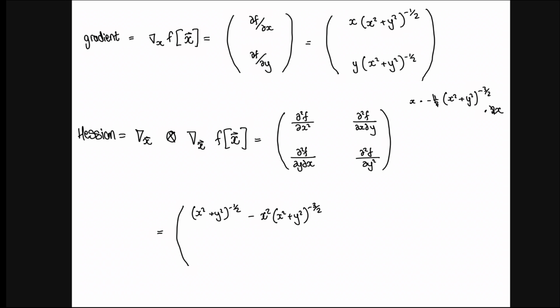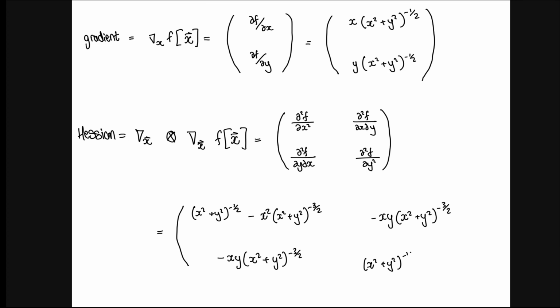So that and that cancel, and we're left behind with x times x, which is x squared, and then (x squared plus y squared) to the power of minus 3 over 2. Now, differentiating it with respect to y, we just get minus xy times (x squared plus y squared) to the power of minus 3 over 2, and that is the exact same over here. And now differentiating this with respect to y, I get (x squared plus y squared) to the power of minus a half, again doing this by product rule. When I differentiate y, that's what's left behind. And then I'll get minus y squared times (x squared plus y squared) to the power of minus 3 over 2.